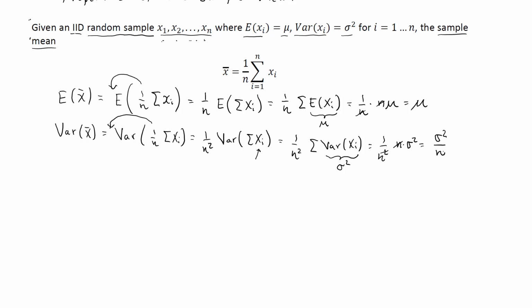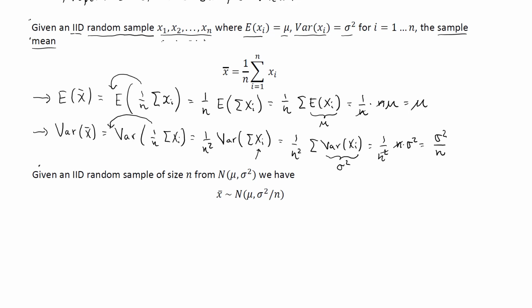So the expected value of the sample mean is the same as the expected value of each observation. The variance of the sample mean is not equal to the variance of each individual observation. It is in fact much smaller, and it's smaller by a factor n. We also see that the more observations we have, the smaller will be the variance of the sample mean.